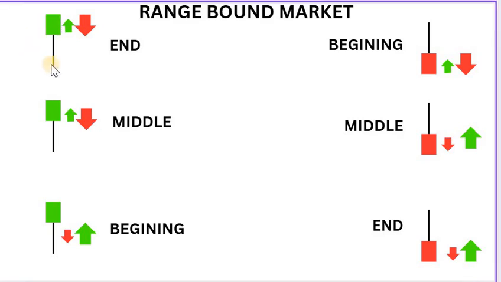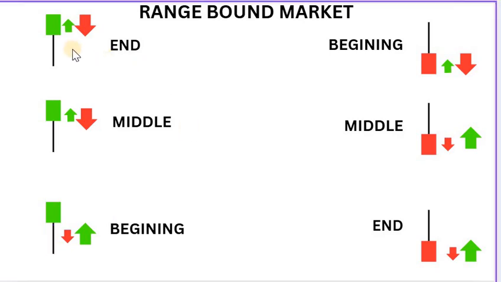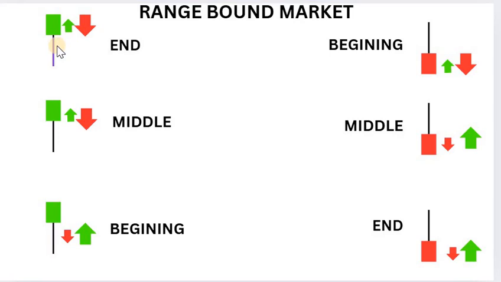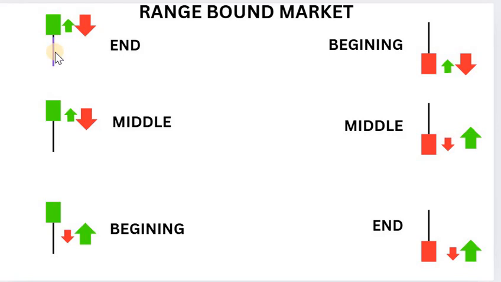Now this wick, because there is a loss in momentum, automatically shows selling pressure. This wick here at the beginning shows buying pressure, but this wick now is showing selling pressure. Now the length of the wick determines the strength of the upcoming reversal.